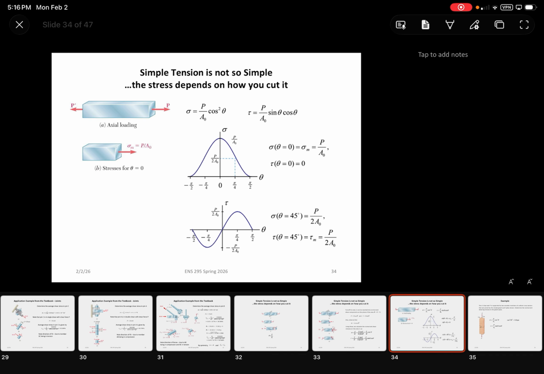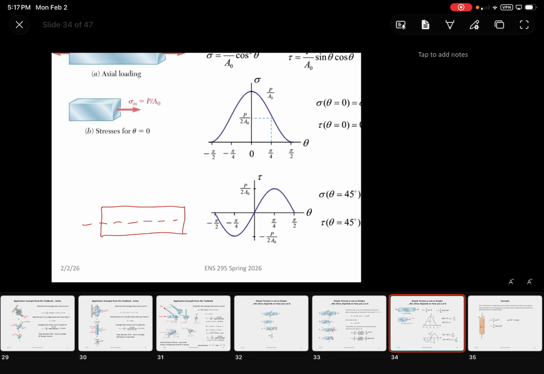Now, the stress depends on how you cut it. So the stress, if you plot it out, depending on how you orient it, you would find that the normal stresses can go anywhere from the main stress, P over A, all the way to 0. That's if you had a rectangular cross section here, and then you cut a cross section just like that, and then you applied your axial force here.